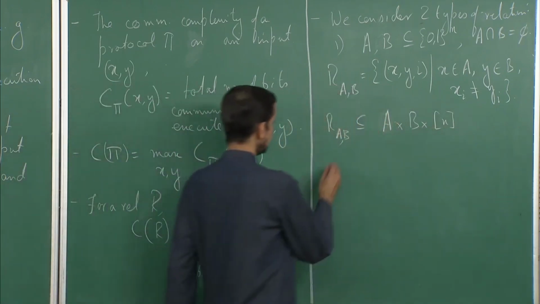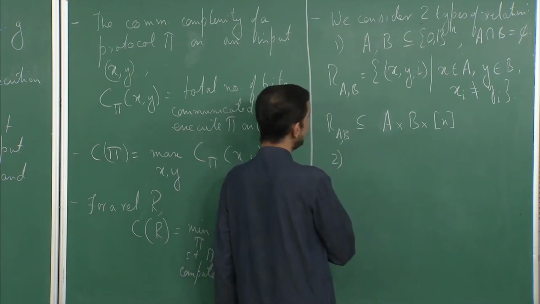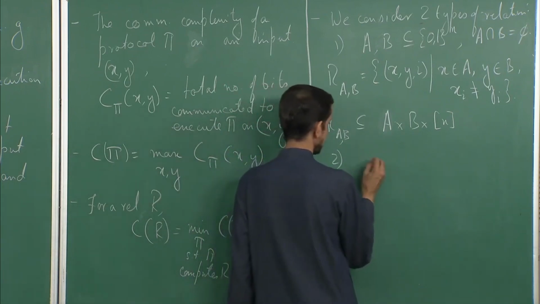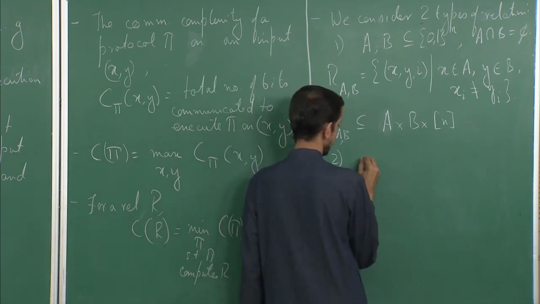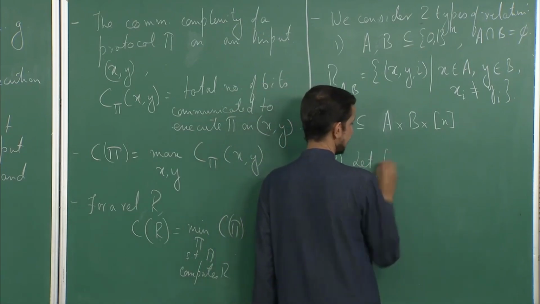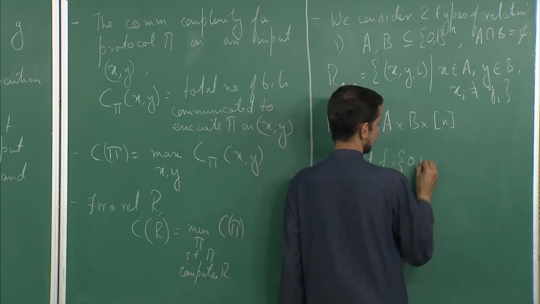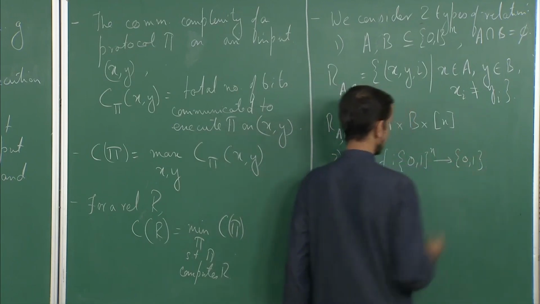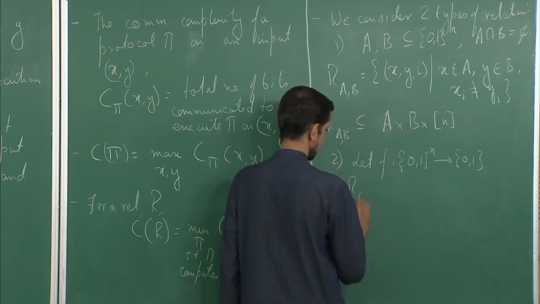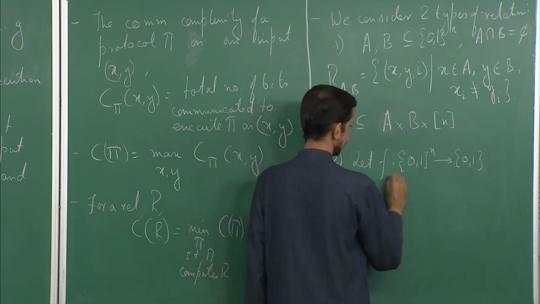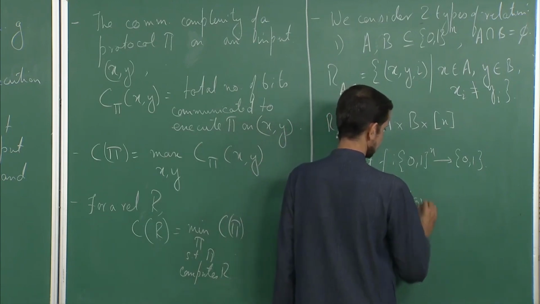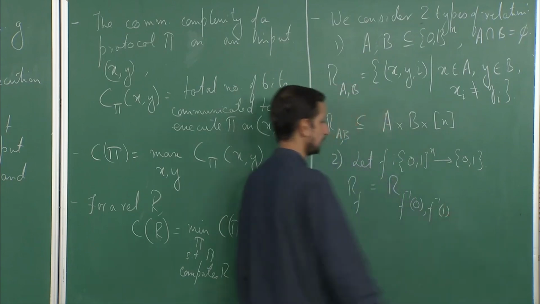Okay. The second type of relation that we define is what is more appropriate for us for a function. So let f be a Boolean function. f is a function from {0,1}^n to {0,1}. So we define R_f as equal to R of f inverse 0, comma, f inverse 1.